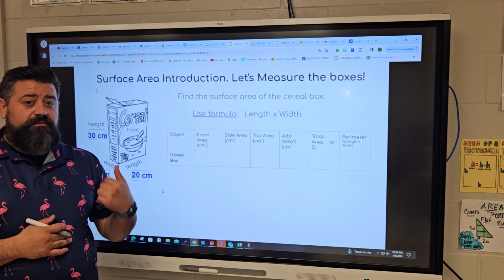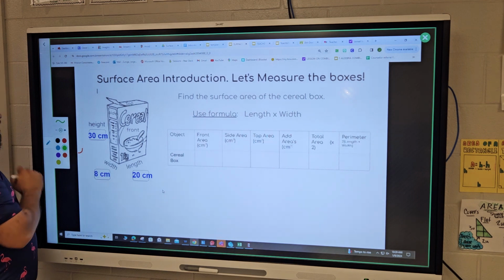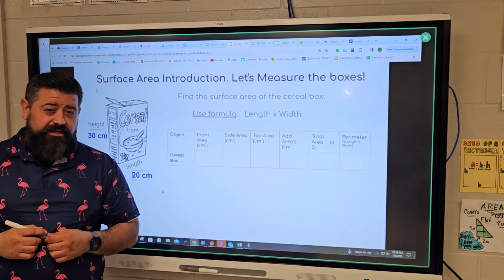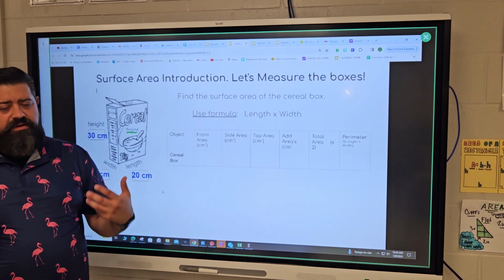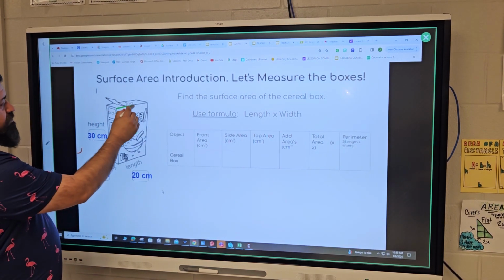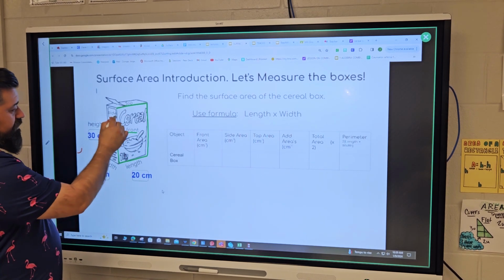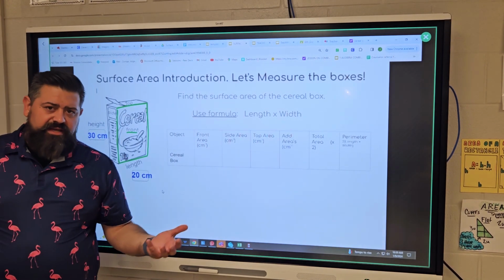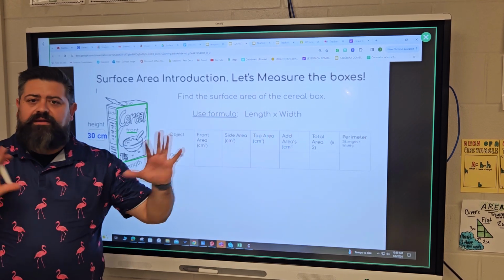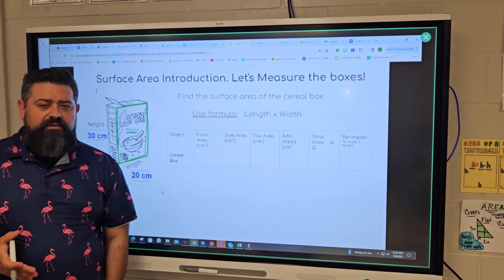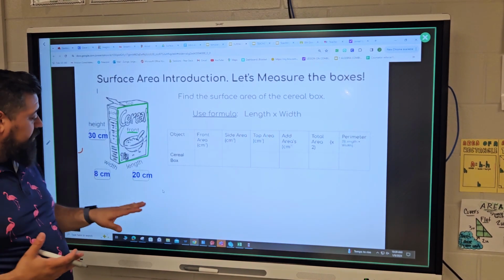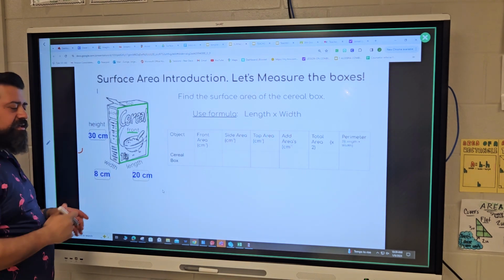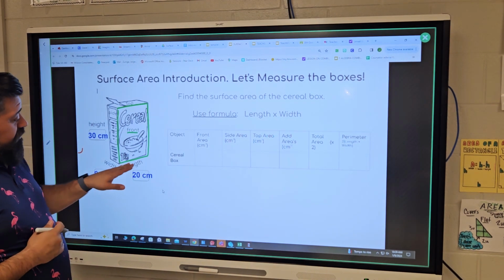So go ahead and take your first highlighter, and we're going to trace the front. Right here it says front, so we're going to trace that. The front is a rectangle, and to find the area of any rectangle is length times width, right? But if you want to be a little bit more literal, right here we see that this is the length, so in order to find the area of the front, you're going to take the length.